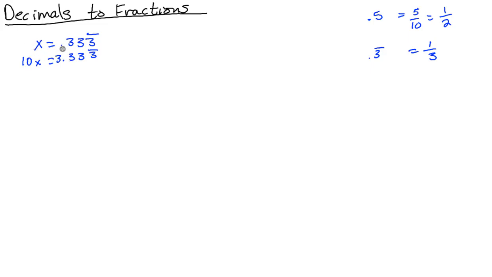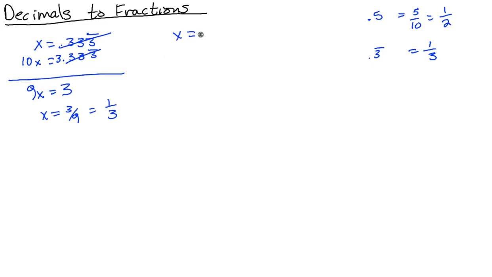If we subtract these two equations, 10x minus x is 9x, and 3.33333 minus the 0.33333 that we had before, we now have 3. Can we solve this? Indeed, x equals 3/9, or 1/3. And we've changed that decimal, which was x, to 1/3. Let's try another one that's not so easy.